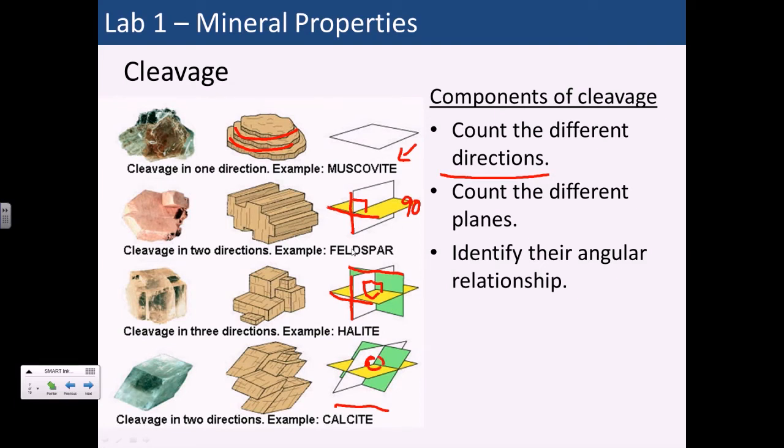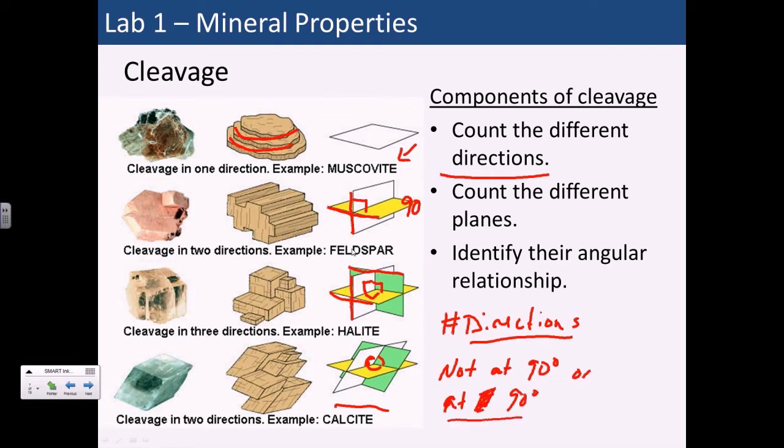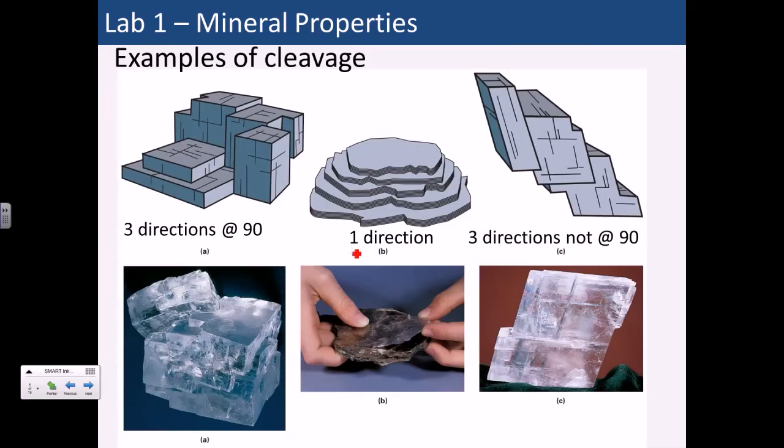And so the key is to get the number of directions. And then we don't actually need to measure the cleavage angles for this particular class. So we can just say they're not at 90 or at 90. Okay, and that should be enough to get us to a mineral name.